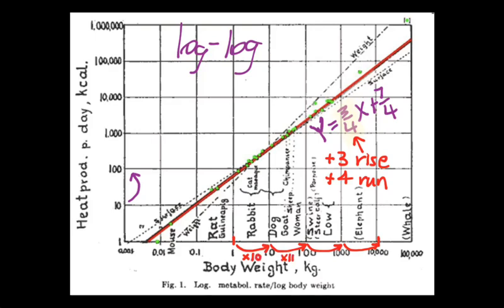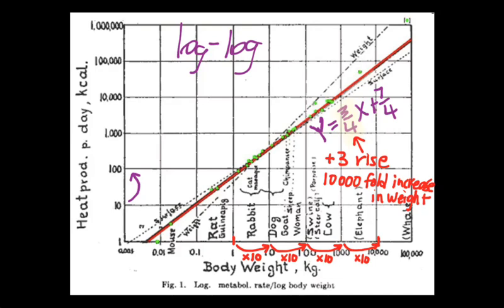Well, what happens in each step? In each step we multiply by 10. And so when we run by 4 steps in total, what are we getting? Yeah, we're getting multiplied by 10,000. So a run of 4 in the horizontal direction on this graph corresponds to a 10,000-fold increase in the body weight of the animal in question.